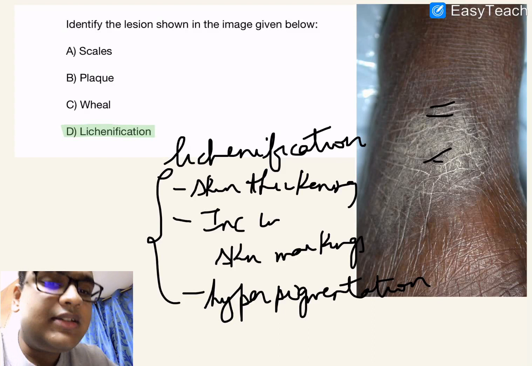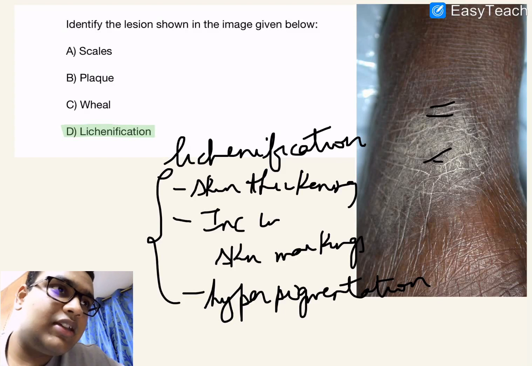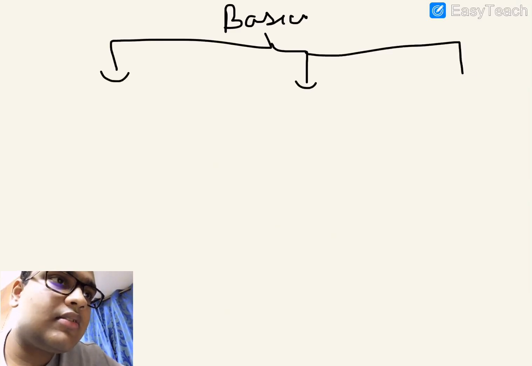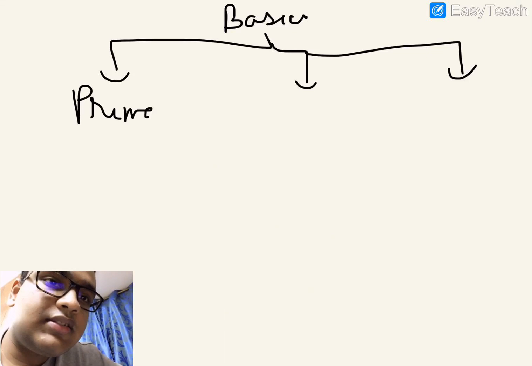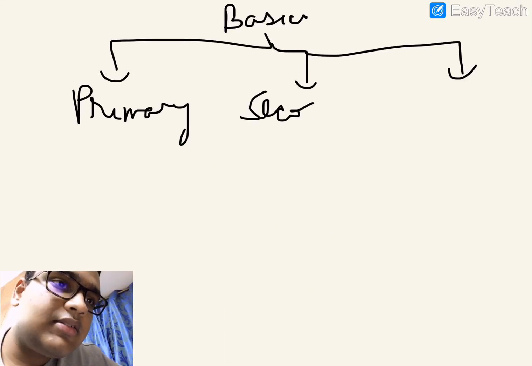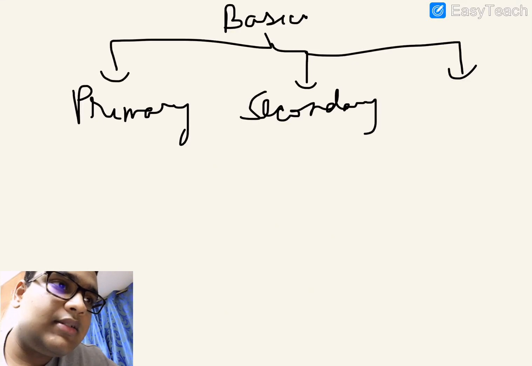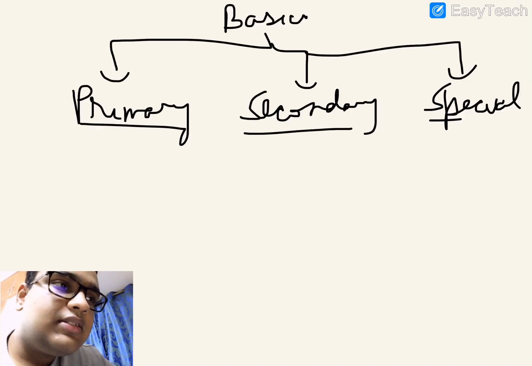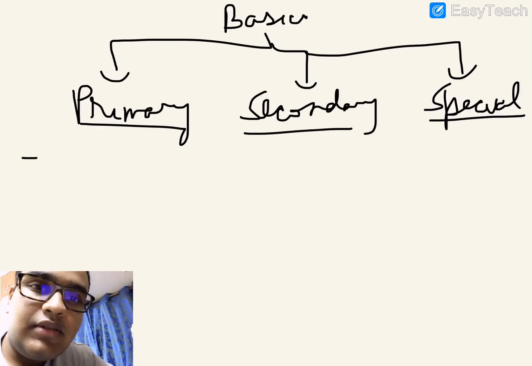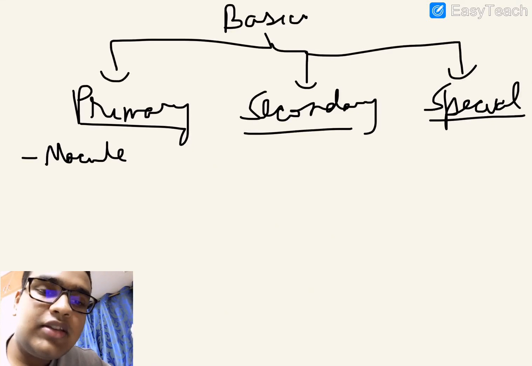So let's go ahead and discuss the basic skin lesions which you all have to remember for the exams in dermatology. Basic skin lesions are divided into three categories: primary skin lesions, secondary skin lesions, and special skin lesions. What you have to remember in these is very simple. Under primary skin lesions, you have to know what is a macule. A macule is a small area of hypo or hyperpigmentation which is not palpable. So it is less than 0.5 centimeters.